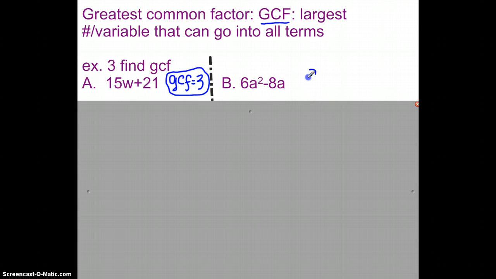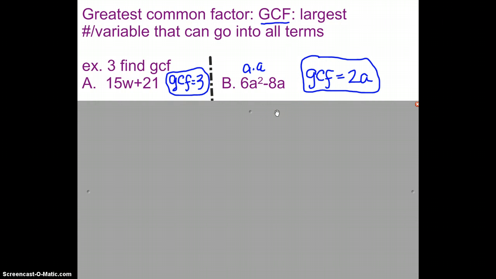Now in an example like B, let me write my greatest common factor, my little abbreviation here. 6 and 8 will both have a 2 in common. Largest number that goes into both. Then if I have a squared and a, remember a squared is really a times a, isn't it? So if that's true, that means they both have at least one a in common. This one has 2, but since this one only has 1, the most they have in common is a. So greatest common factor can also include variables as well as numbers.